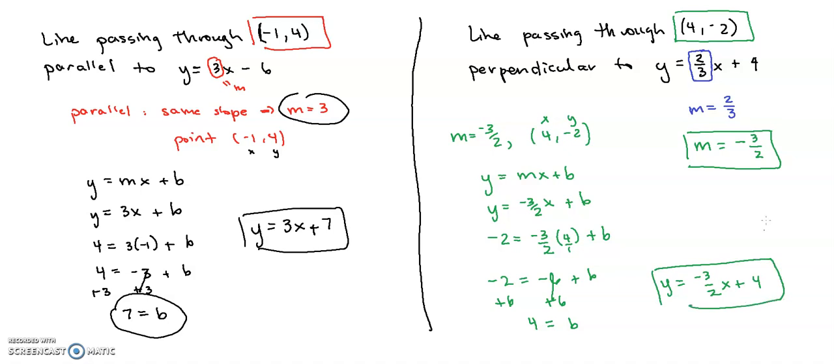Oh, and that's kind of funny. They both have the same y-intercept. That's a total coincidence. I just made this up, and they actually have the same y-intercept. So that's pretty funny. Okay, so remember, if they're parallel, it's going to be the same slope. You see that right here. Parallel means same slope, and perpendicular means negative reciprocal.